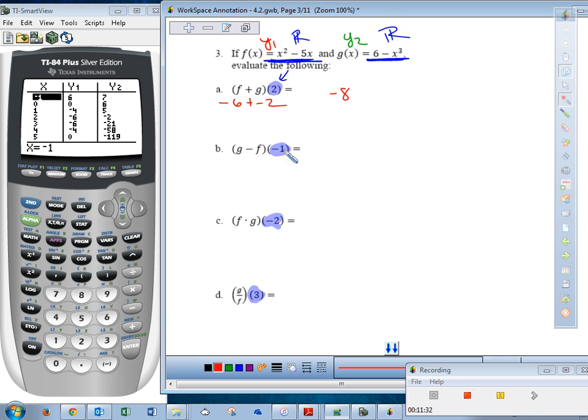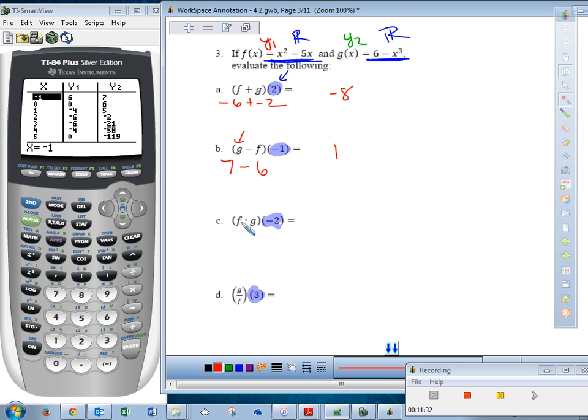So now they want g of negative 1. So we got to watch the order. G is which guy? Y1 or Y2? G is Y2. So if I go to Y2, where x is negative 1, isn't g of negative 1 turn out to be 7? You with me on that? 7 minus f of negative 1, 6. And that final turns out to be 1. You cool with what I'm doing here?